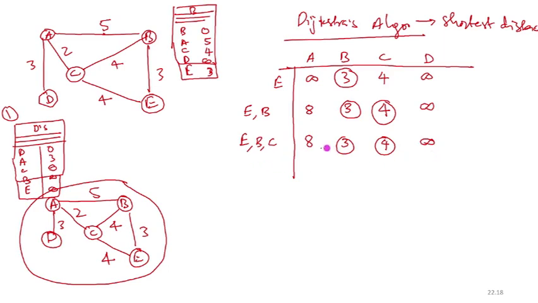Next we need to find out from here. So 8 is the smallest one. So we need to consider E, then B, then C, then A. Now we need to consider from E to B, B to C, or C to A. Or we can consider from E to A. From E to A we have 8 as the weightage.